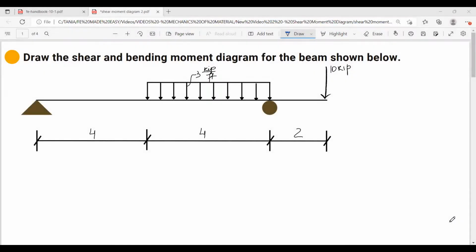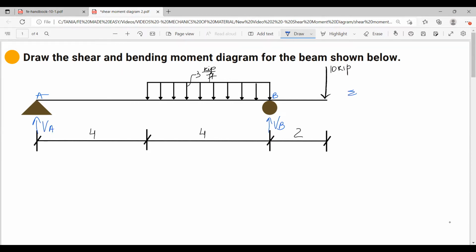Now let's move on with our example. Draw the shear and bending moment diagram for the beam shown below. So this is a pretty simple, straightforward, simply supported beam. Let's start by calculating reactions. So I will have here point A, point B, and this is going to be a reaction at B, and here I'll have reaction at A.